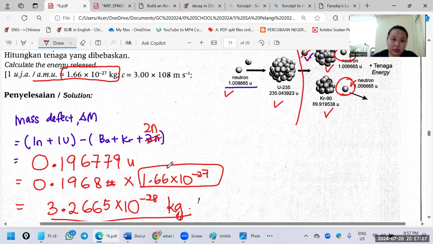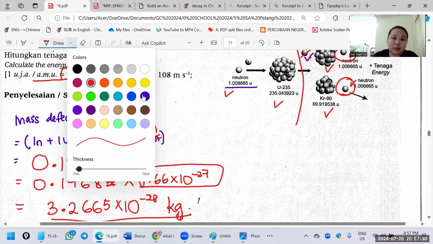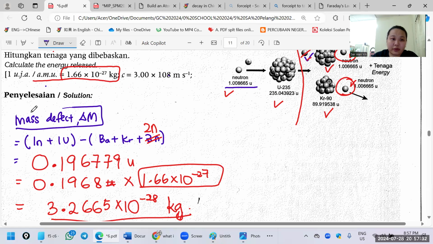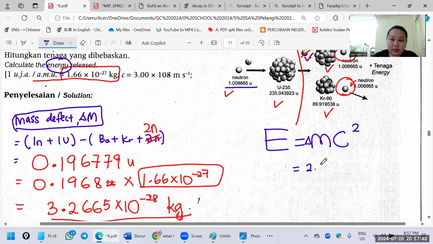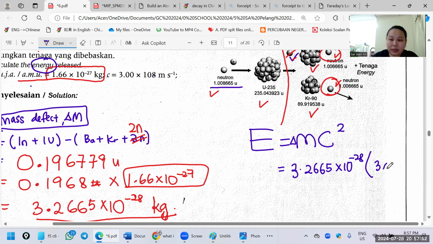After you times it, then don't forget this is just the mass defect. What we want is energy. E equals mc squared. So, 3.266 times 10 to the power of negative 28 times 3 times 10 to the power of 8 squared. Yeah, I cleared already.